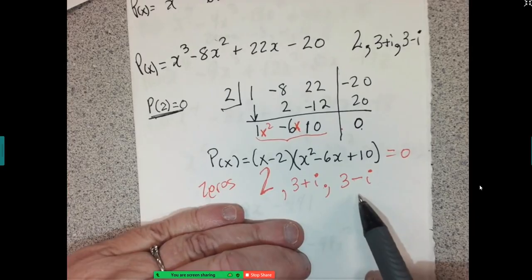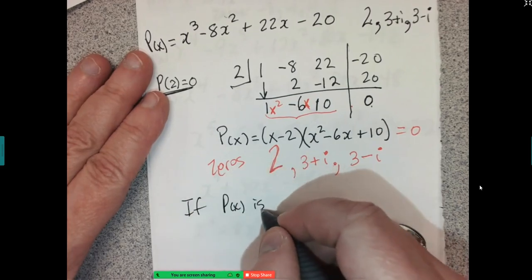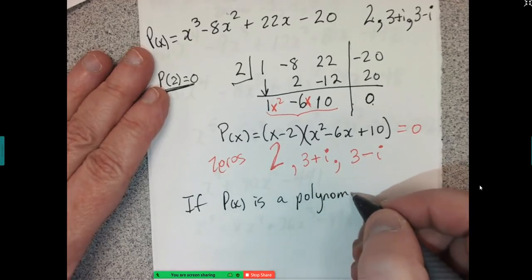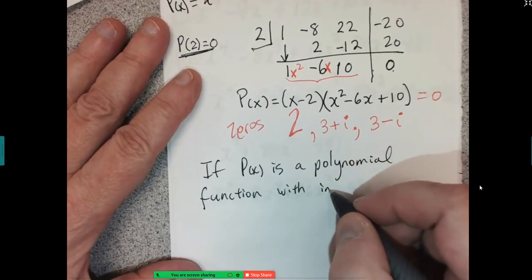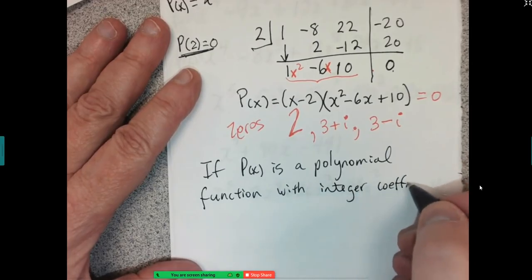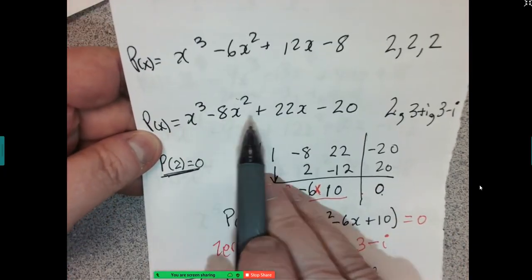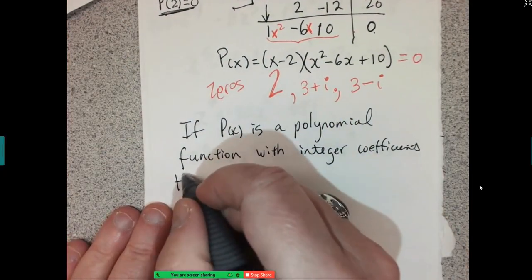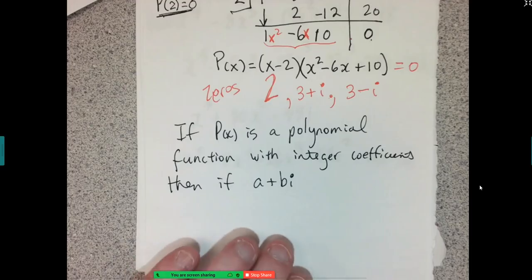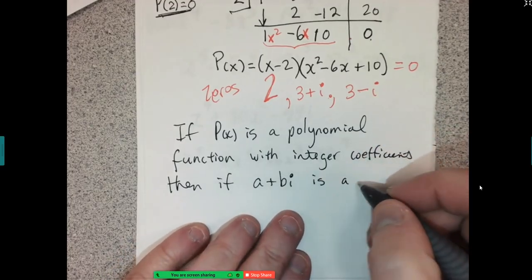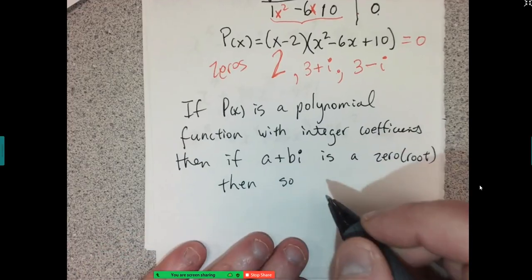Now this raises the next thing that I want to talk about: if p of x is a polynomial function with integer coefficients, and we can see here this polynomial function certainly had integer coefficients, then if a plus b times i, so that's a generalized complex number, is a zero or a root, they mean the same thing, and so is its conjugate.